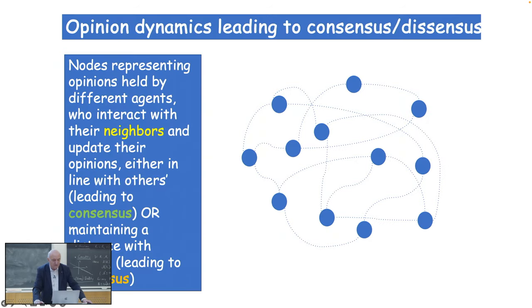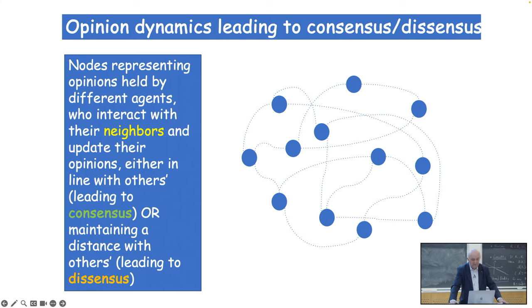For example, talking about opinion dynamics, and this will be in the latter part of my talk, you can have nodes which represent opinions held by different agents, and you can define neighborhoods. These are not necessarily geographical neighborhoods. They are neighborhoods in terms of whose opinion is close to whose opinion to start with. And they interact with their neighbors and then receive information on their opinions on one or multiple topics and update their opinions. They update them either in line with others, and that leads to consensus, or they maintain a certain distance with others, and that leads to dissensus. So in the latter part of the talk, I'm going to formulate a problem where both consensus and dissensus are accommodated.